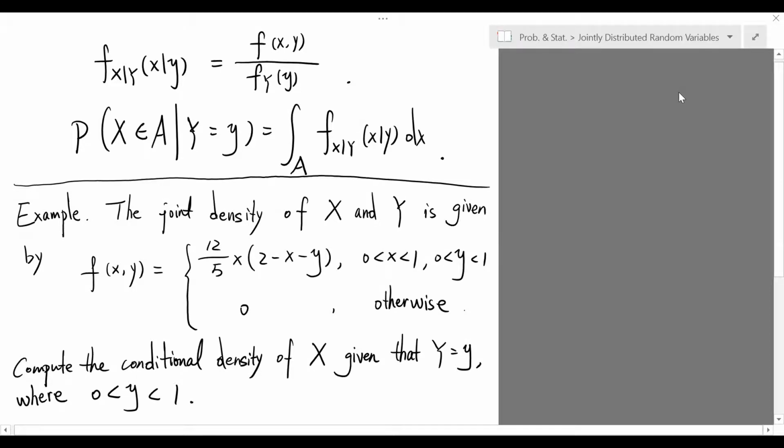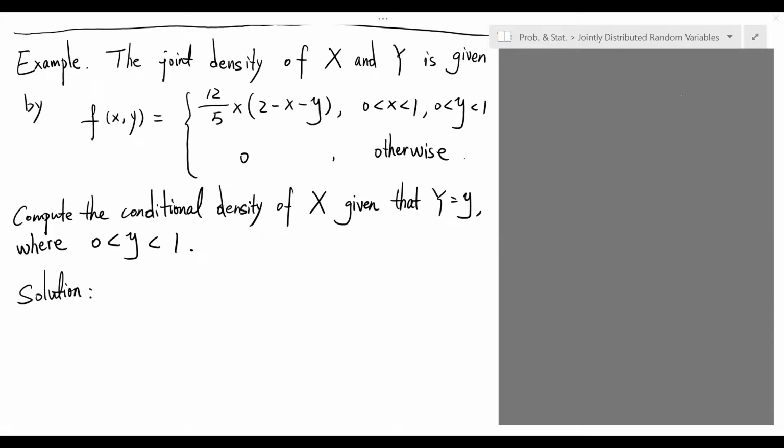Let's work on some examples. In the first example, the joint density function of capital X and Y is given by the function 12 over 5 times x times 2 minus x minus y when both x and y are in between 0 and 1, and 0 anywhere else. What we're going to do is compute the conditional density of capital X given that capital Y is equal to y, where y is in between 0 and 1.